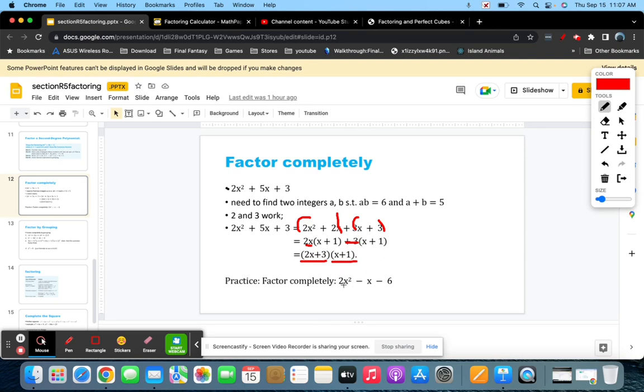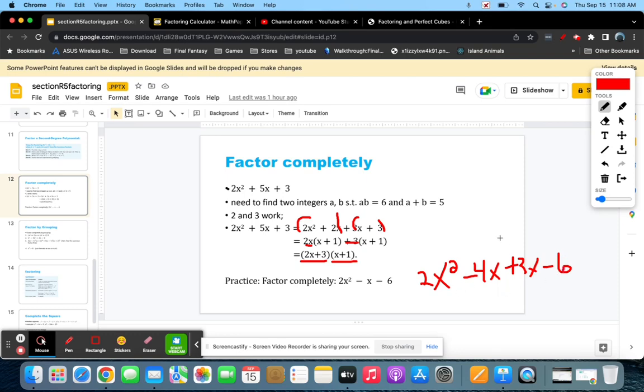Okay, same on here. 2x squared minus x minus 6. 2 times 6 is 12. What multiplies together to get negative 12, but adds together to get negative 1? And that'd probably be negative 4 and positive 3 is what I would say. And so I would say that is 2x squared minus 4x plus 3x minus 6.